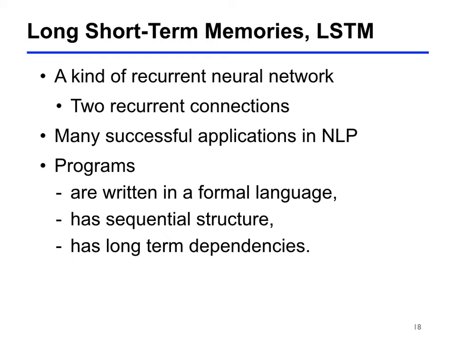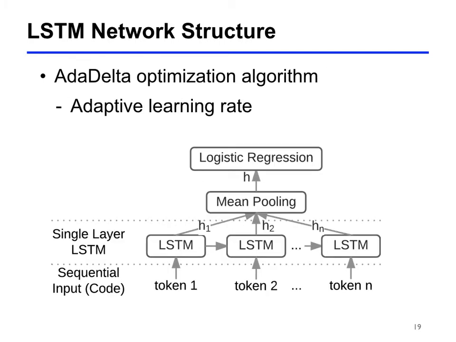Alright, the second model is the LSTM, which is a recurrent neural network with two recurrent connections that enables the model to capture long-term dependencies in the data. LSTM has been applied to many NLP tasks successfully, and we opt to use LSTM because our problem is similar to the sentiment analysis NLP task. Our data is written in a language, it has sequential structure, and it also has long-term dependencies. We used the Adadelta optimization algorithm, which has an adaptive learning rate.